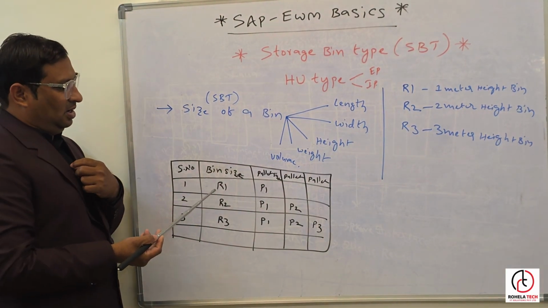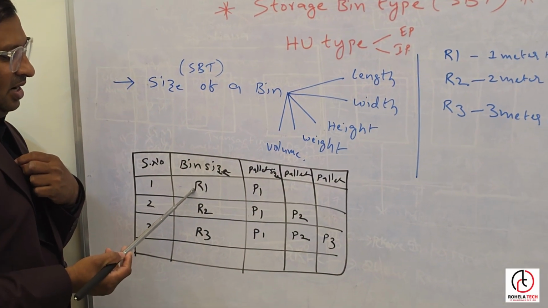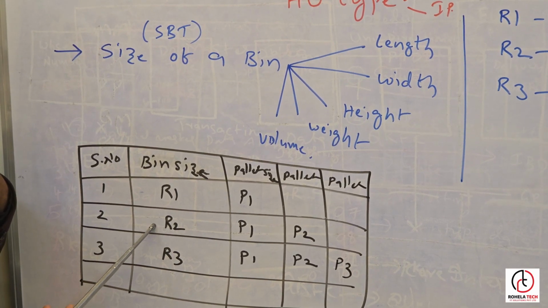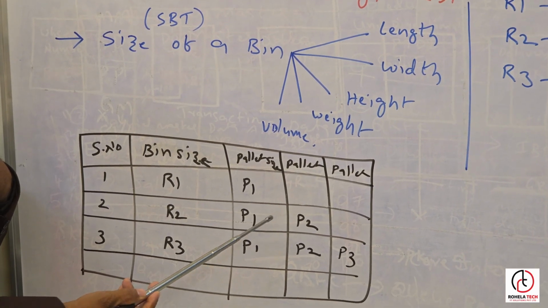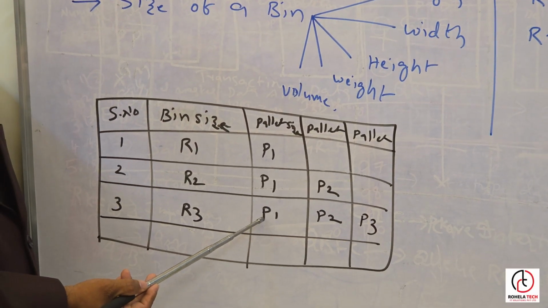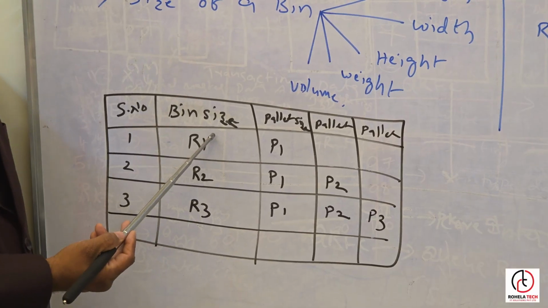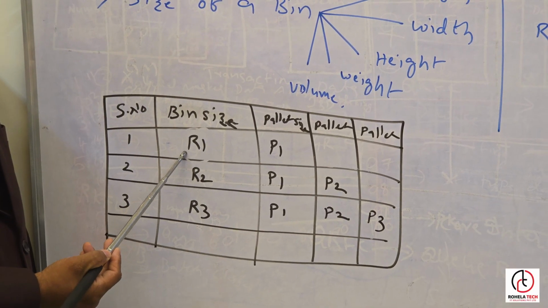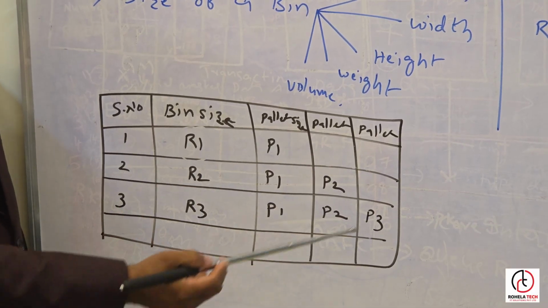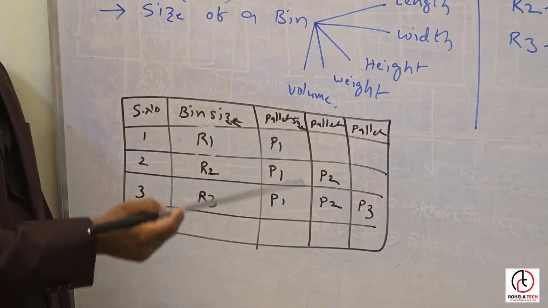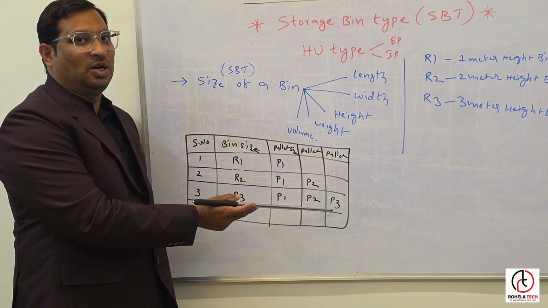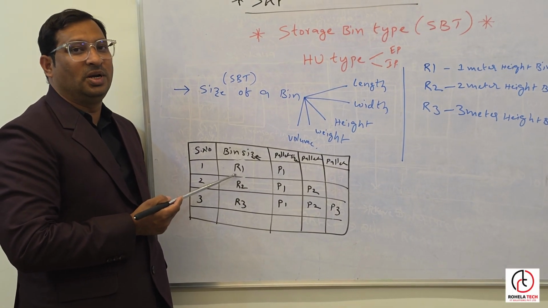If you see R1, a 1 meter height bin, we can accommodate only a 1 meter height pallet. In R2 we can accommodate a 1 meter height pallet plus a 2 meter height pallet. In R3 we can accommodate P1, P2, P3. Whereas in R1, the 1 meter height bin, you cannot accommodate a 3 meter pallet. If you input this information into the system with this matrix, the system understands that a 3 meter height pallet should not go into a 1 meter height bin.